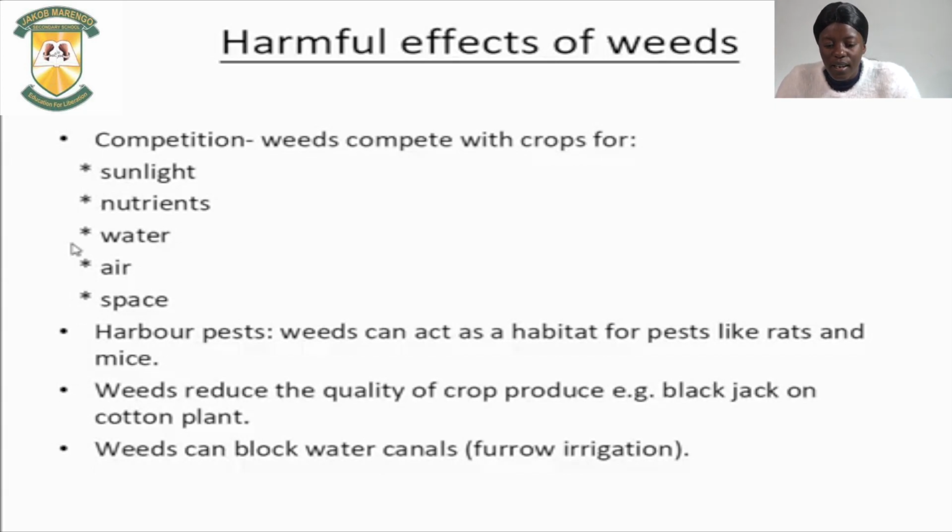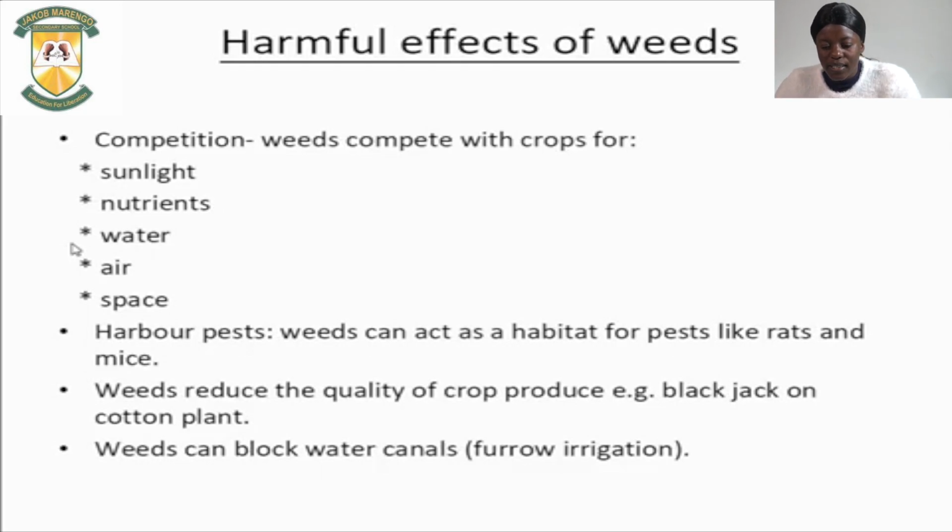Secondly, weeds can harbor pests. Weeds can act as a habitat for pests like rats and mice. Then weeds can also reduce the quality of crop produce. For example, the blackjack on cotton plant, it reduces the quality of cotton.